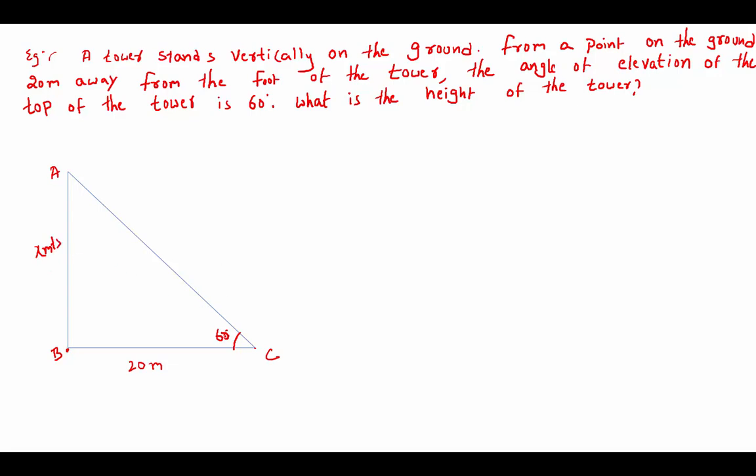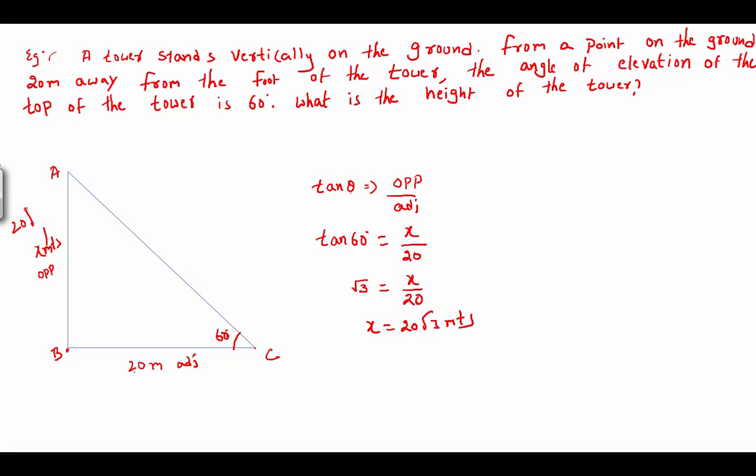Now observe that here, with this angle, this is the opposite side and this will be the adjacent side. So the formula including the opposite and adjacent side is tan theta or cot theta. Now I am considering tan theta, that means tan theta equals opposite side by adjacent side. Here theta is 60. Substitute theta as 60: tan 60 equals opposite side, which is nothing but AB, that means x, over adjacent side, which is nothing but 20 meters, the distance between the foot of the tower and the point. All of you know that the value of tan 60 is root 3. That equals x by 20. Bring 20 to this side, then x equals 20 root 3 meters. That means the height of the tower is 20 root 3 meters.